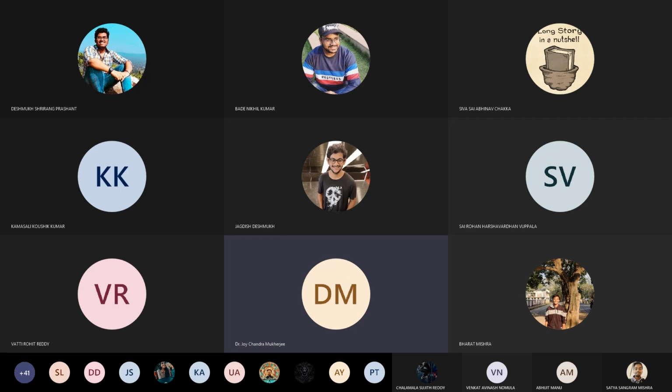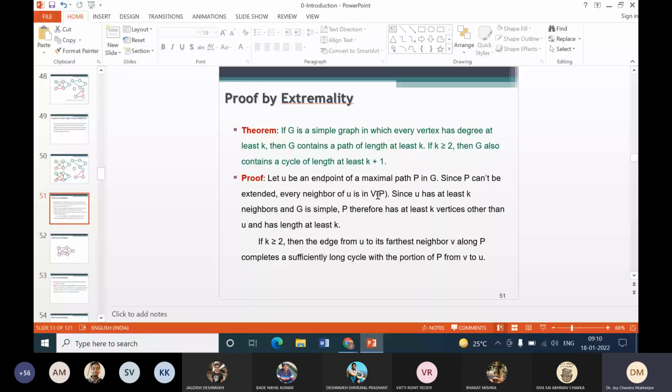All the neighbors of u belong to the path P. Now since u has at least k neighbors, because its degree is at least k, and since G is simple, P therefore has at least k vertices other than u and has length at least k.